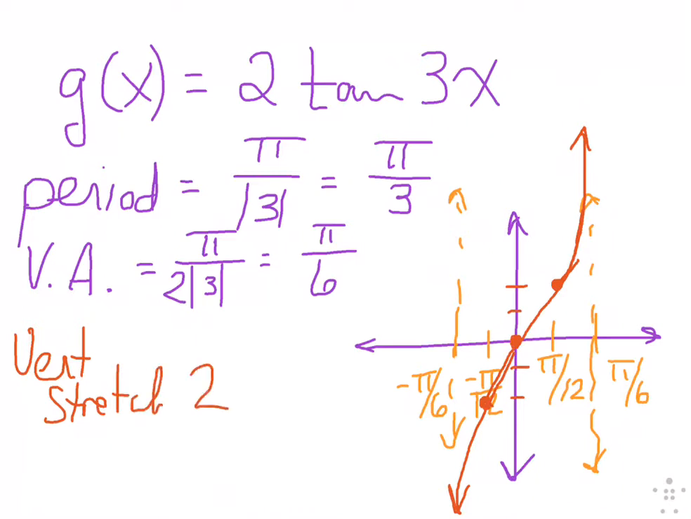What's the 3 tell you? Horizontal shrink by... This is the one that switches, so it's like the 1/3. Yeah, by 1/3, right? You flip it over. Good job. Have you answered the question? Yes. Did you do everything that was asked? Yeah. So that period and the vertical asymptote is what's going to help you draw everything.